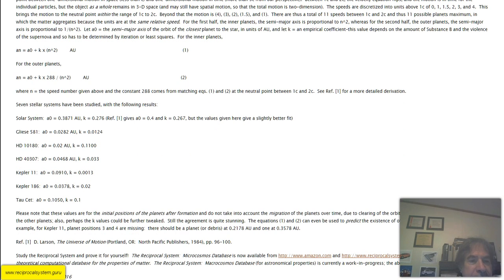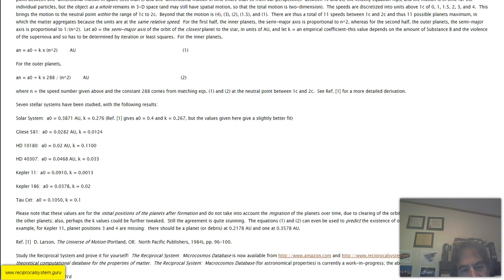Now, some 7 stellar systems have been studied with the following results. For the solar system, we have A0 equals 0.3871 astronomical units, K equals 0.276. Reference 1 gives A0 equals 0.4 and K equals 0.267, but the values given here give a slightly better fit. So again, these two values have to be fit for each solar system. For Gliese 581, A0 equals 0.0282 astronomical units, K equals 0.0124. HD 10180, you can see the values there, HD 4037, 307, Kepler 11, Kepler 186, and Tau Ceti.